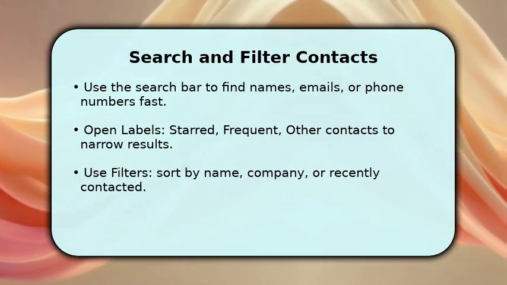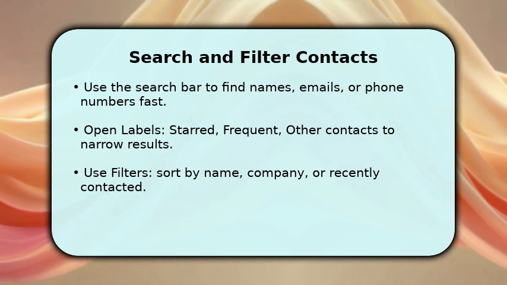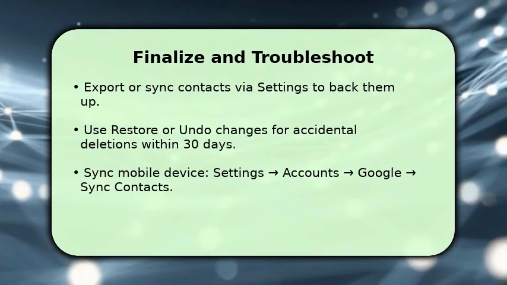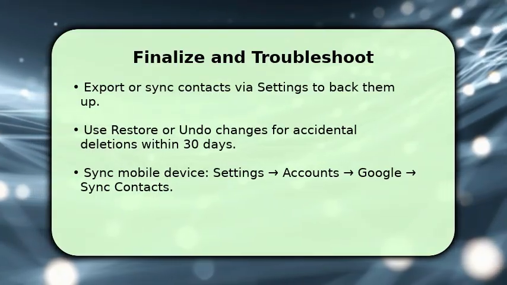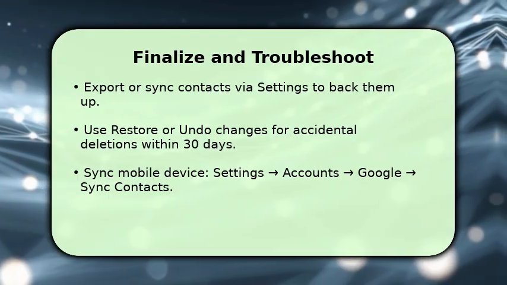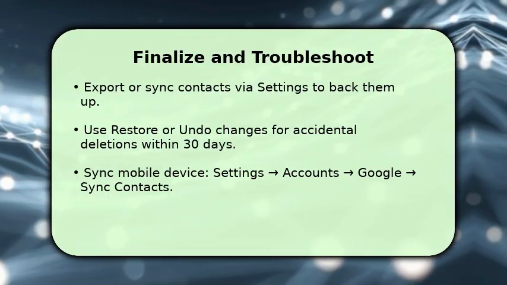Finish by exporting and syncing your contacts so they're available across devices. Open Settings in Google Contacts, choose Export or Sync. If something disappears, use Restore or Undo changes to revert up to 30 days. This recovers deleted contacts quickly.